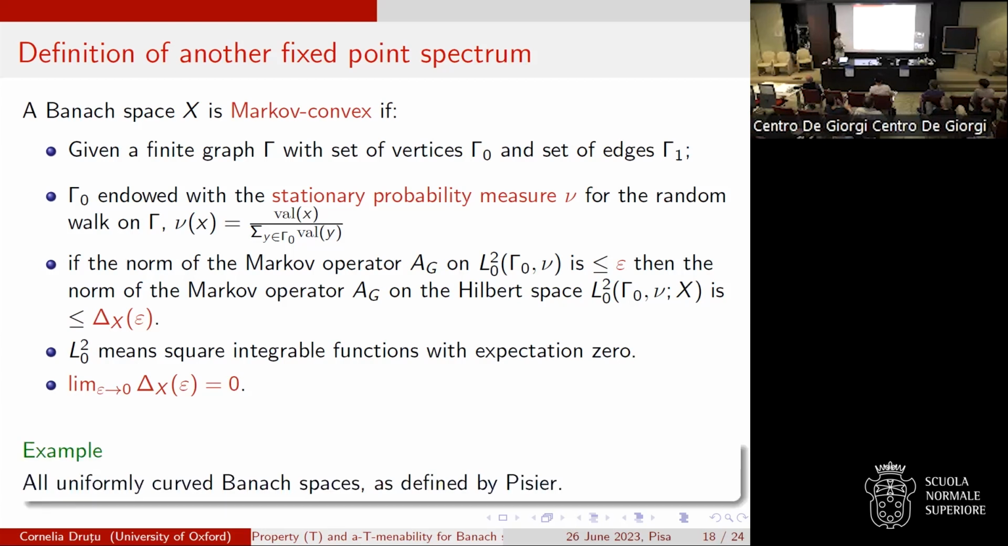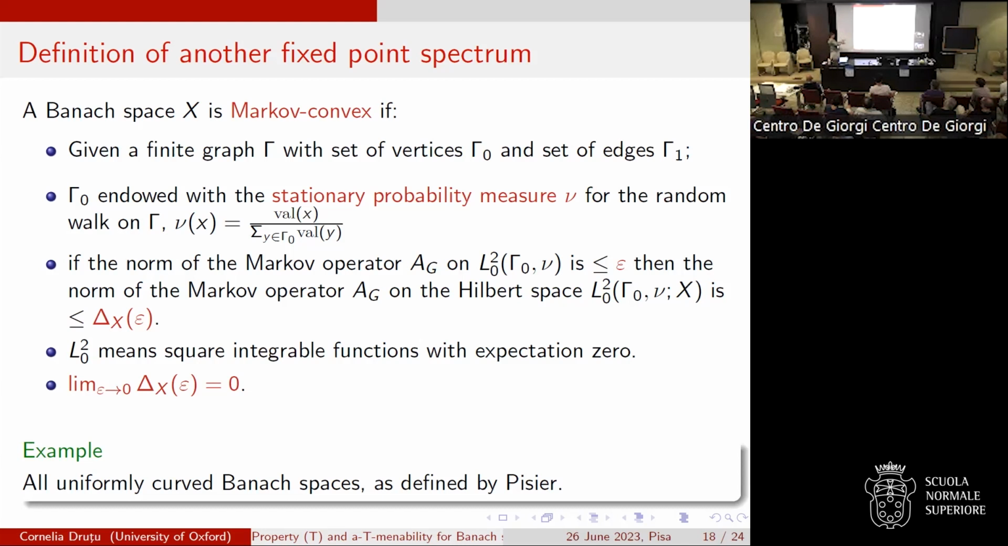And here again, this includes the class of uniformly curved Banach spaces as defined by Pisier, which again includes the class of all the constructions of uniformly convex Banach spaces that you know. So they're all in here, and therefore they're all in here. So they're all Markov convex. The reason for us formulating it like that is that it's easier. And then, the definition of uniformly curved Banach spaces is even less transparent.